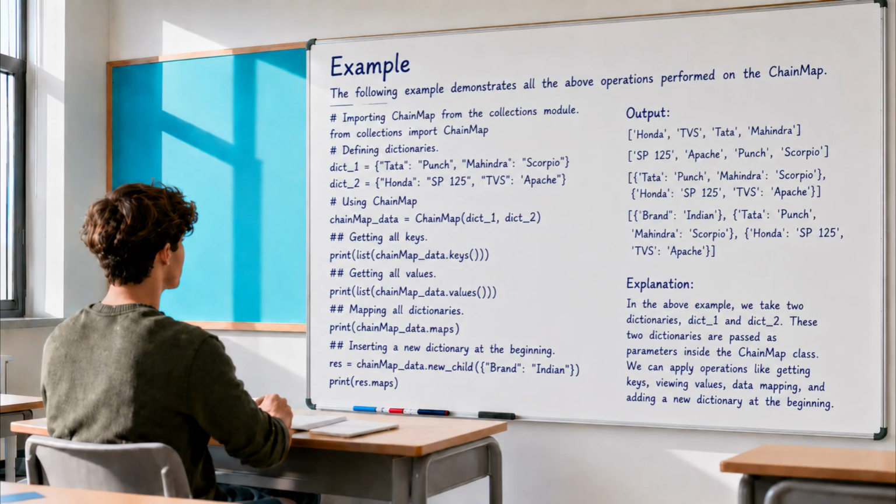# Getting all keys. print(list(ChainMap_data.keys())). # Getting all values. print(list(ChainMap_data.values())). # Mapping all dictionaries. print(ChainMap_data.maps). # Inserting a new dictionary at the beginning. res = ChainMap_data.new_child({"brand": "Indian"}).